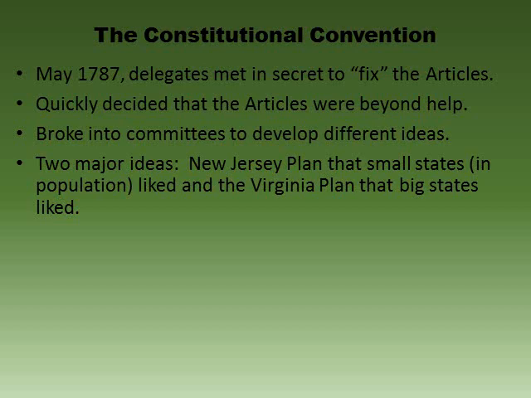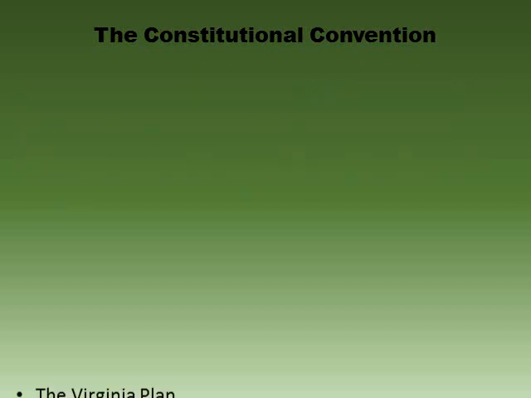So two major ideas came out right away, and then there was some discussion about which one was better or how to merge the two, and that was a lot of what was going on at the Constitutional Convention. Let's look at the Virginia Plan first and look at its key features.